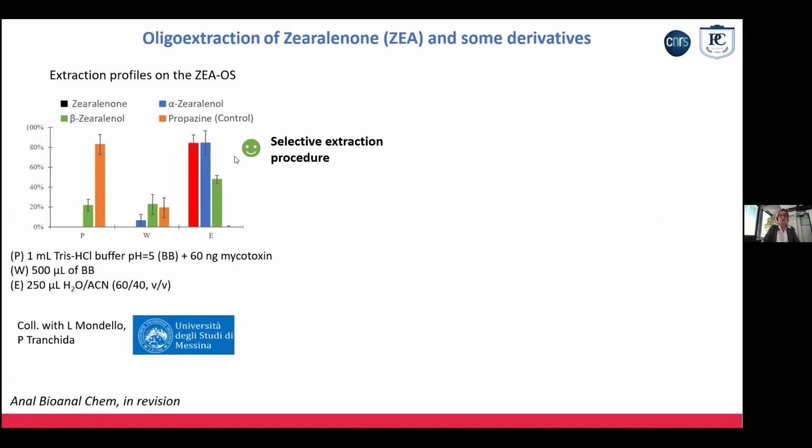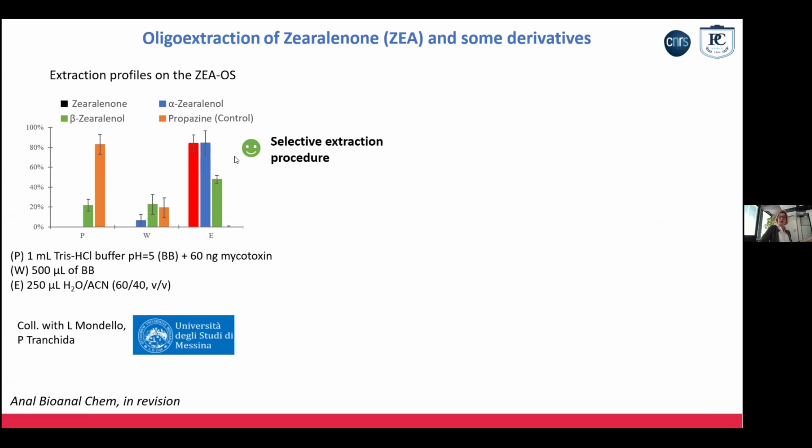And this is a recent result that we obtained in collaboration with an Italian group. They wanted to study the possibility of detecting this toxin in different types of matrices. And then we proposed to develop another oligosorbent for this toxin. There is one toxin, two metabolites of the toxin, and one compound that does not have the good structure to be recognized by the aptamers. And as you can see, after percolating and washing the sorbent, if we focus on the elution step, we don't have the propazine molecule anymore because it doesn't have the good structure. It is not recognized by the DNA strands, so it is not retained at the end of the procedure.